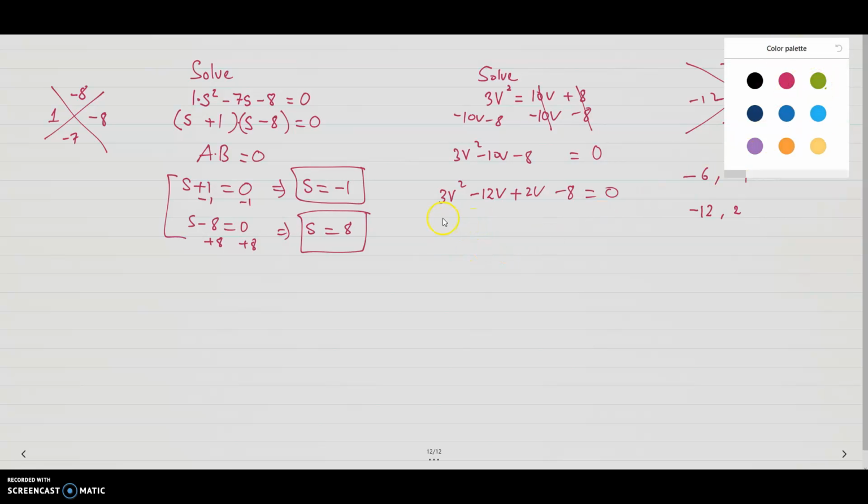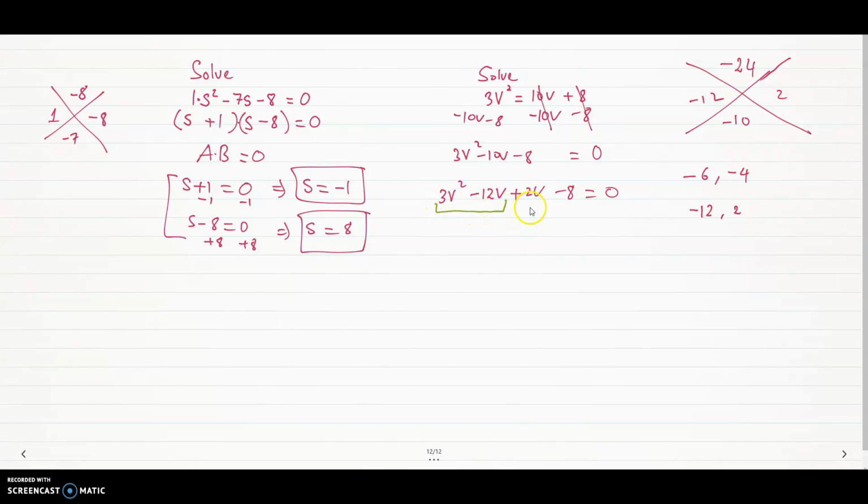And the next step is we use the factoring by grouping technique. So we group the first two terms and then the next two terms. Between the first two terms, I can pull out 3v as a common factor. If I pull out 3v, I have v left, and I have minus 4, because minus 4 times 3v is minus 12v. And then between the last two terms, I can pull out 2, right? Then the first term I have v left, minus 8 divided by 2 is minus 4.